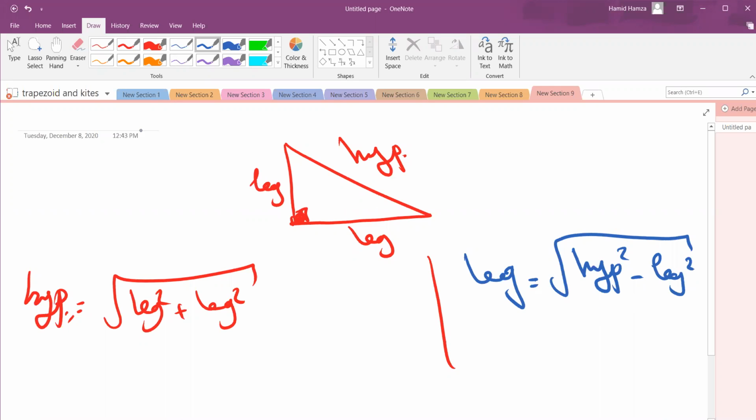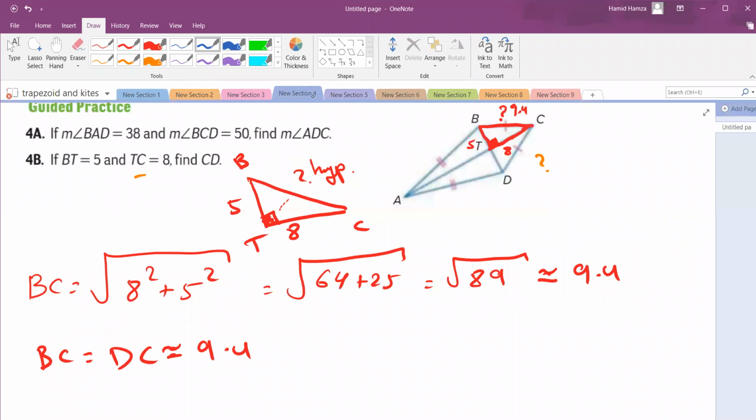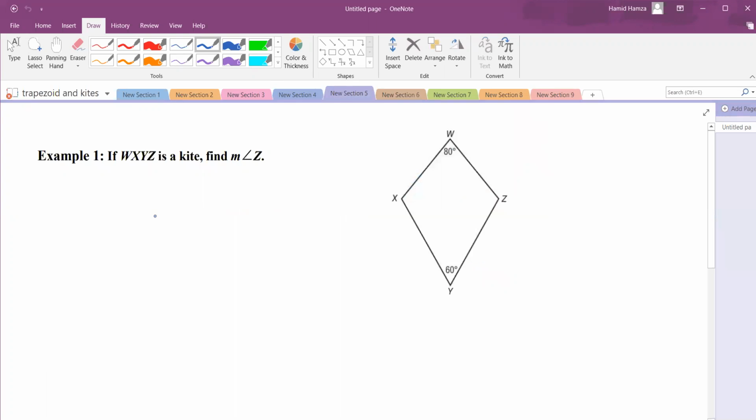Okay. So for example, in this example, we wanted to find BC. So I wanted to decide: is BC a hypotenuse or a leg? BC is a hypotenuse. So that means BC equals the square root of the sum of the squares of the two legs. So 5 squared plus 8 squared. Okay. Then you will make your calculation. We'll solve a question like this again.